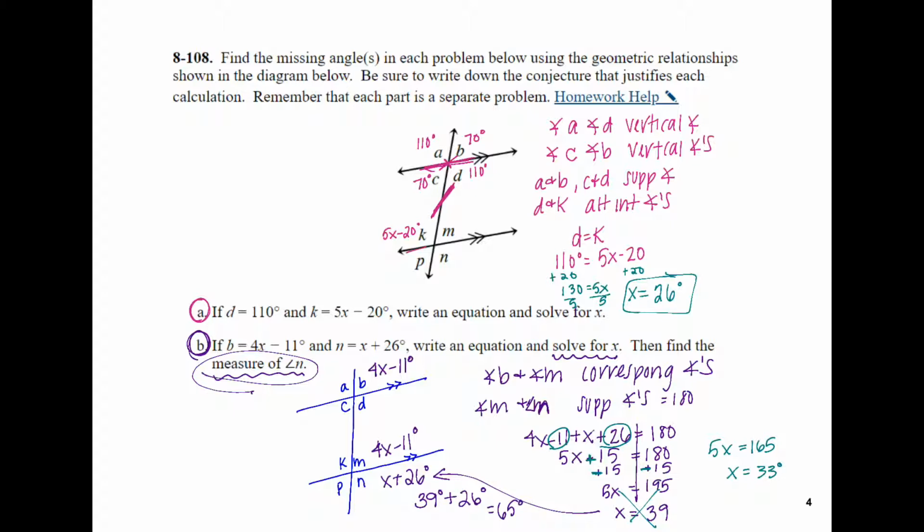So when we plug 33 degrees back in to find the measure of angle N, 33 degrees plus 26 degrees tells us that angle N is equal to 59 degrees. So be really careful when you're adding and subtracting that you are using the appropriate sign.